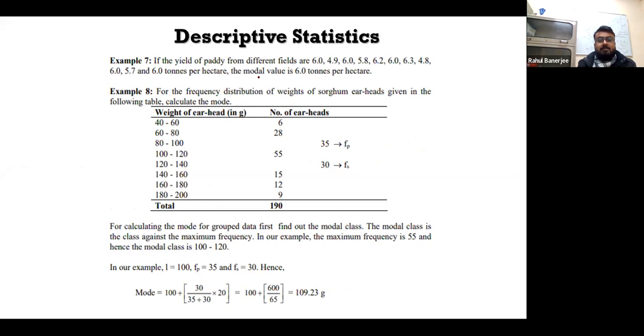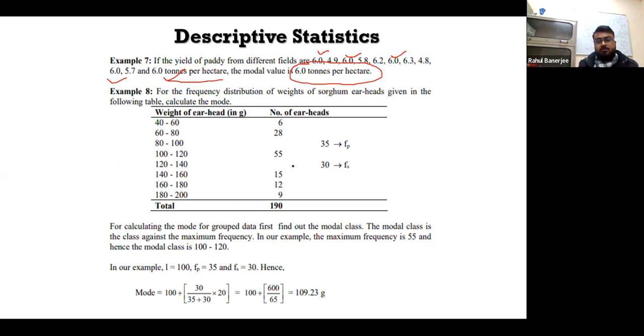This is an example: the yield of paddy from different fields in tons per hectare. Here the modal value is 6. How do I say that? You see 6 is coming the maximum number of times. Generally the mode is the value that has the maximum frequency, meaning it is repeated the maximum number of times. Here the value 6 comes 5 times. Are there any other repetitions? No, there are none. So we can say directly that the modal value is 6 tons per hectare.